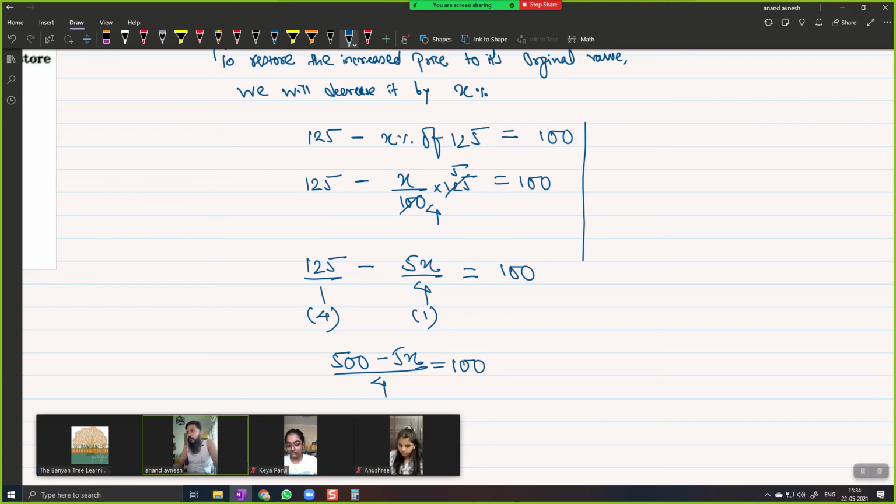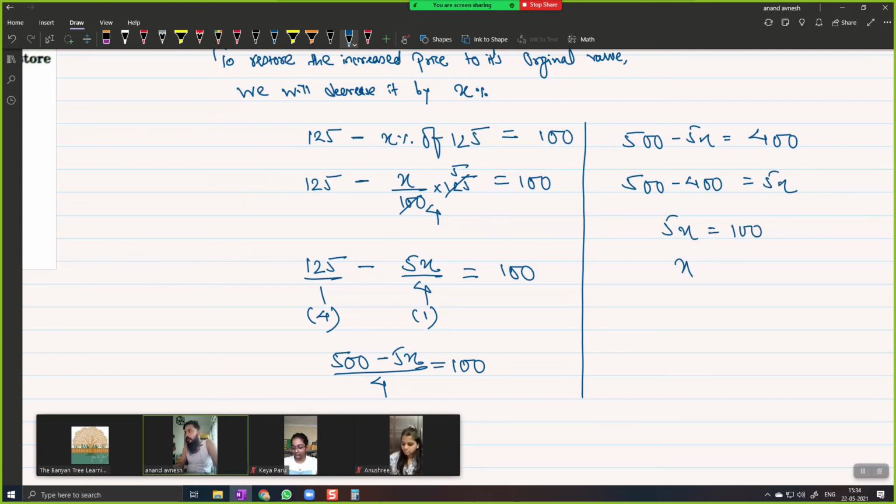I solve here. So this will be 500 minus 5x is equal to 400. So 500 minus 400 is equal to 5x. So 5x is equal to 100. So x is equal to 100 by 5. So x is equal to 20. And the answer is 20. That means to restore it to its original value, we have to decrease it by 20%.